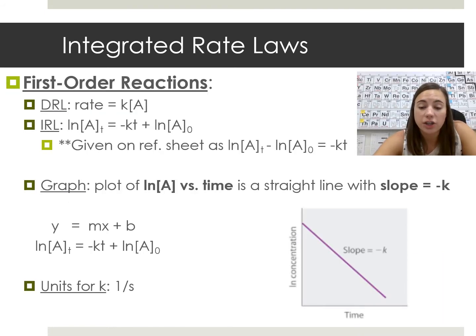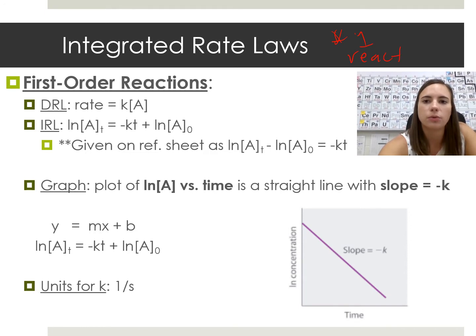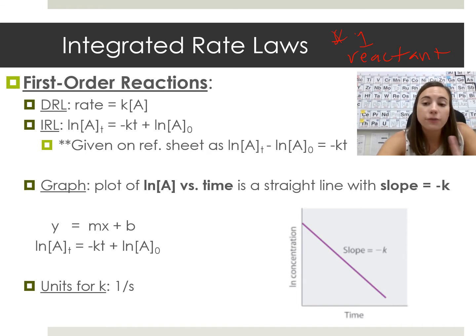So let's start with our first order reaction. Remember, I mentioned before that we are only going to be dealing with one reactant. So we are never going to have multiple reactants if we are doing integrated rate laws. For a first order reaction with one reactant, the differential rate law, the way we've been writing it, would be rate equals k times concentration of A. The 1, because it's first order. The integrated rate law, as we mentioned, relates the concentration to time.